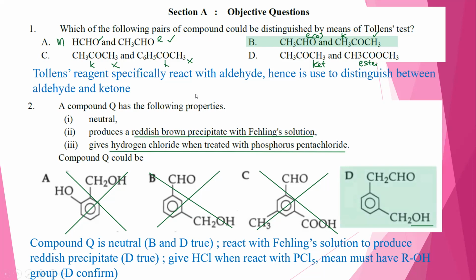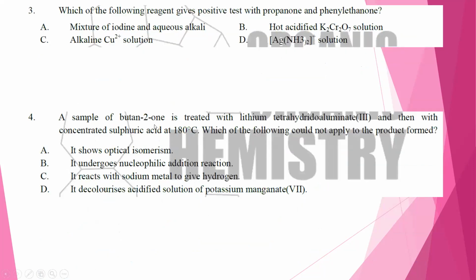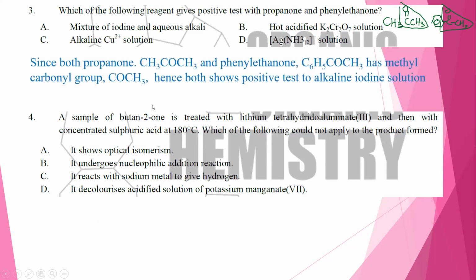Then we continue with number three. Which of the following reagents gives positive tests with propanone and phenylethanone? For propanone and phenylethanone, you have to first draw out the structural formulas. Only then you will be able to figure out what is the positive test for both of them. As you can see from both structures, both contain a methyl carbonyl group, so both can give a positive test to the alkaline iodine solution. So the best answer in here will be A.